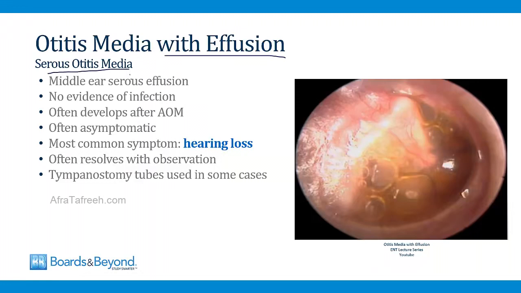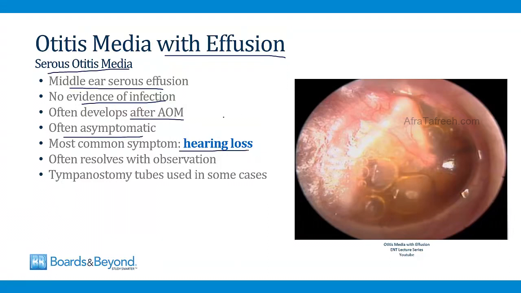Now let's talk about otitis media with effusion, also known as serous otitis media. This is a serous fluid effusion that accumulates in the middle ear in absence of any evidence of infection. So in contrast to otitis media, children with this condition do not have ear pain, they don't have fever, they don't have evidence of inflammation. OME often develops after a child has recovered from acute otitis media, so the fever and the ear pain will go away, but they will be left with an effusion in the middle ear. And it's often asymptomatic. If children do have a symptom, the most common symptom is some degree of hearing loss.